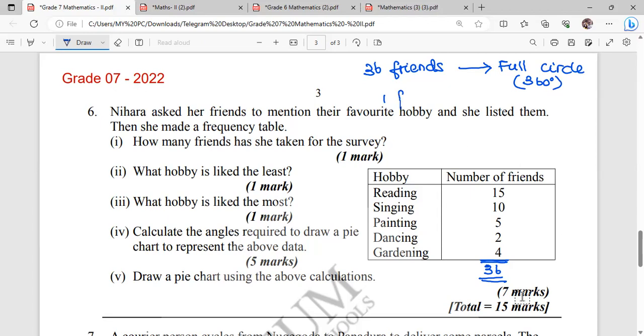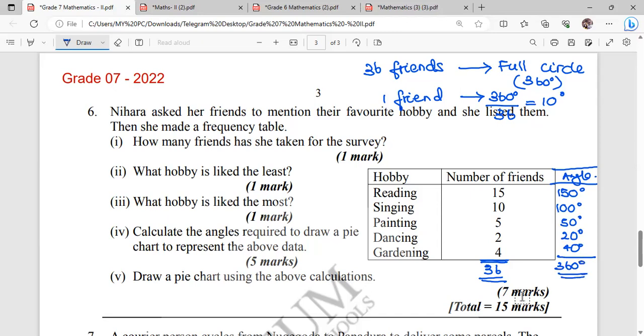So if I want to show the one friend, how am I going to show that? 360 I divide by 36, so that is 10 degrees, right? So then you can have a table here to show the angle value. So the 15 times 10, it is 150. Children, you want to show the calculation, right? But I'm just taking the answers here: 5 times 10, it is 50. Then 2 times 10, it is 20. 4 times 10, it is 40. So then if you add them together, it gives me 360. That means my calculation is correct.